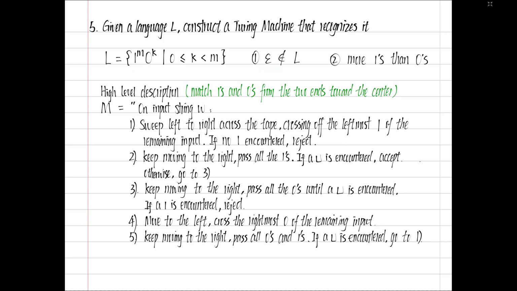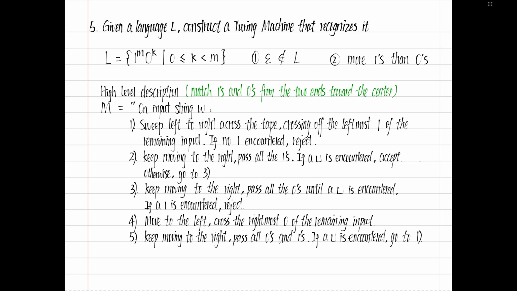Okay, with all the definitions we have, let's use them. Given the language L, we construct a Turing machine that recognizes it. Say, L equals the set of strings with a chunk of ones followed by a chunk of zeros, and the number of ones is greater than the number of zeros. To recognize this language, the basic idea is, on an input string W, match a 1 and a 0 pair by pair from the two ends to the center. After all the zeros on the right are matched, if there are any ones left, then accept.